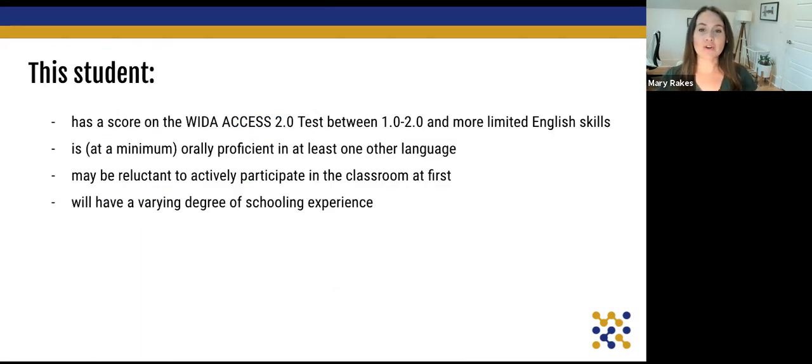So we're going to think about who are our newcomer students. These students have a score on the WIDA ACCESS tests between 1.0 and 2.0, and they have more limited English skills. This student is at a minimum orally proficient in at least 1 other language. A newcomer student also may be reluctant to actively participate in the classroom at first, and they're going to have a varying degree of schooling experience. So they may have attended school previously in another country for a long period of time, a short period of time. It varies depending on which student you have in your class.